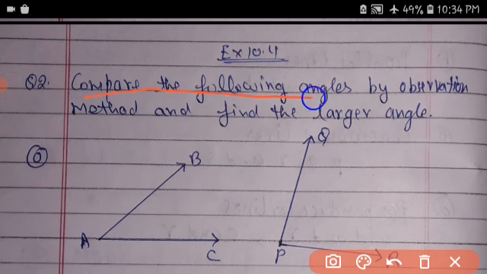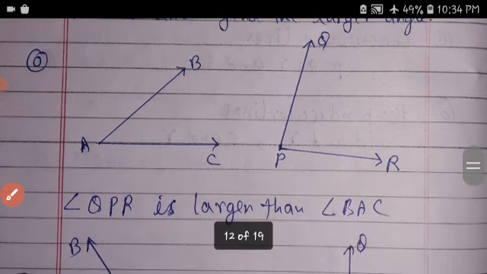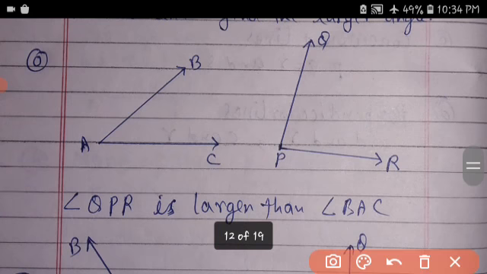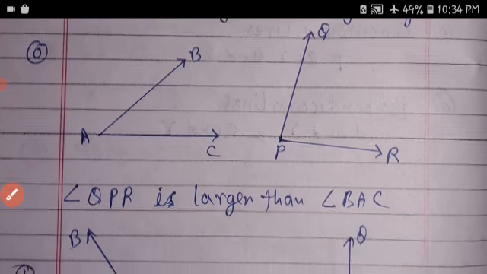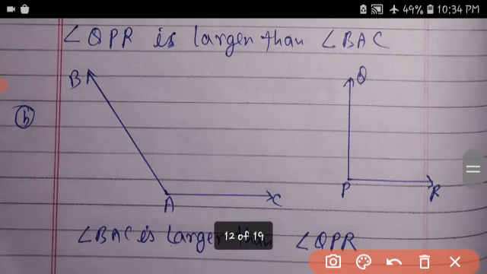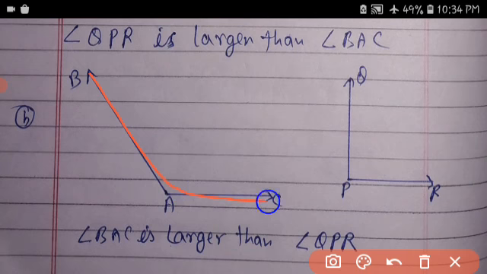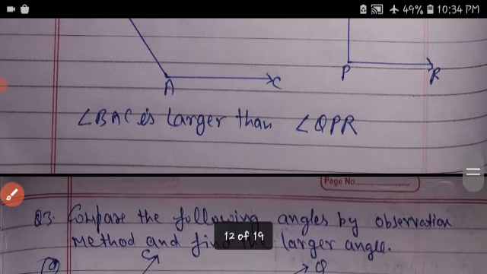Compare the following angles by observation method and find the larger angle. Angle BAC and angle QPR. Here angle BAC is larger than angle QPR.